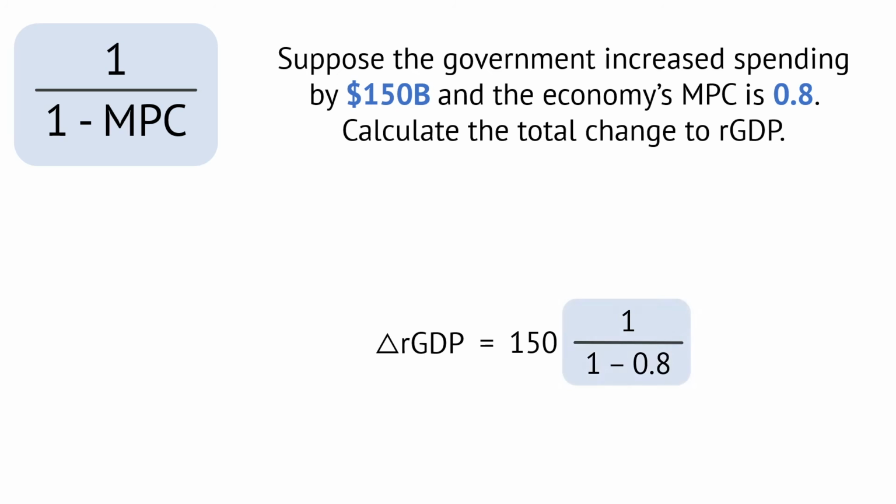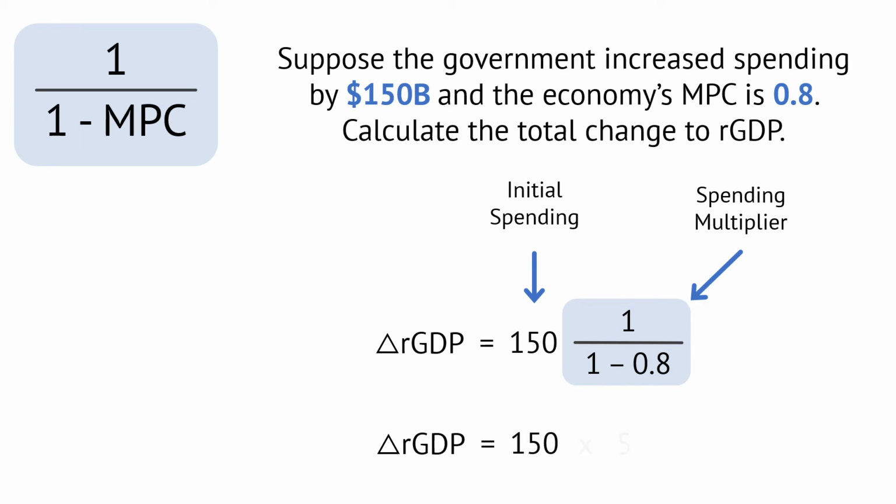So since we have our spending multiplier right here, and we know our initial spending is right here, we can use those two together in order to calculate our change in real GDP. And our change in real GDP is going to be equal to that 150 times 1 over 1 minus 0.8, which 1 over 0.2 is 5. And therefore, we can calculate that as a result of $150 billion change to our government spending, times that multiplier, it's going to give us a change in GDP of $750 billion.